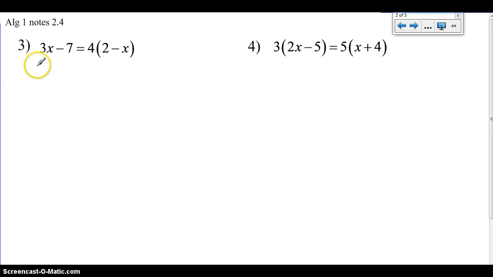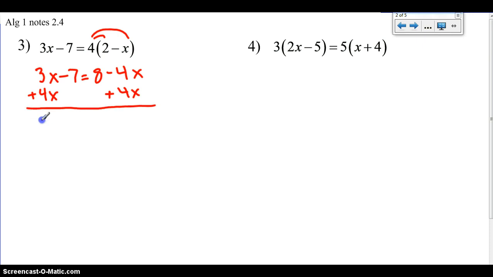Okay, I'm back. Now hopefully what you did on number 3 was started by distributing the 4. So 4 times 2 and 4 times negative x. 4 times 2 is 8. 4 times negative, or excuse me, negative x gives us a negative 4x. Again, we have that choice to make. Do you want to move the variables to the right or the left? I'm again going to move them to the left.